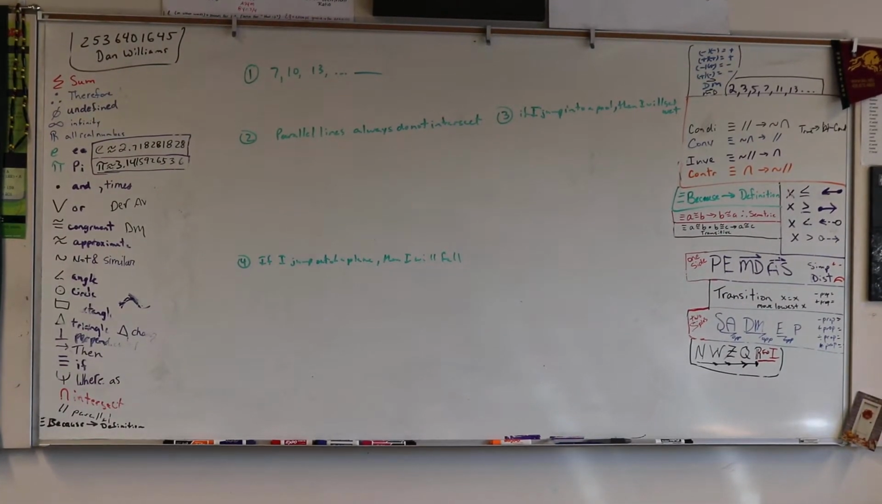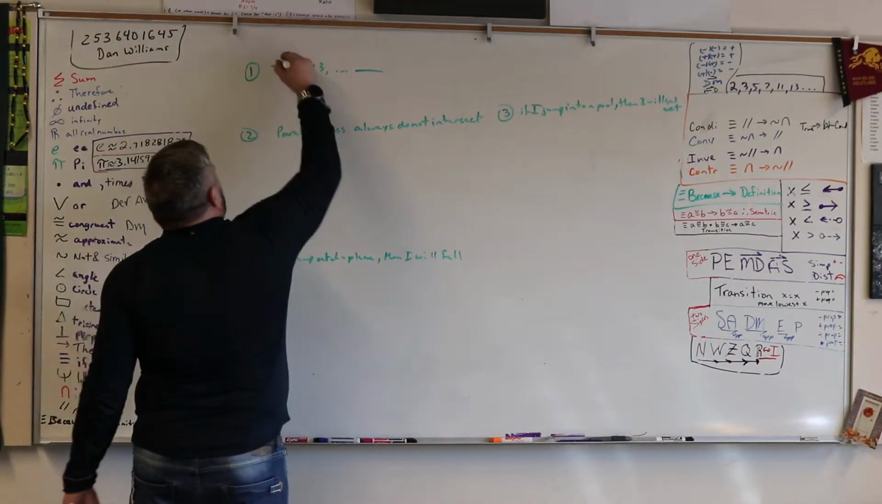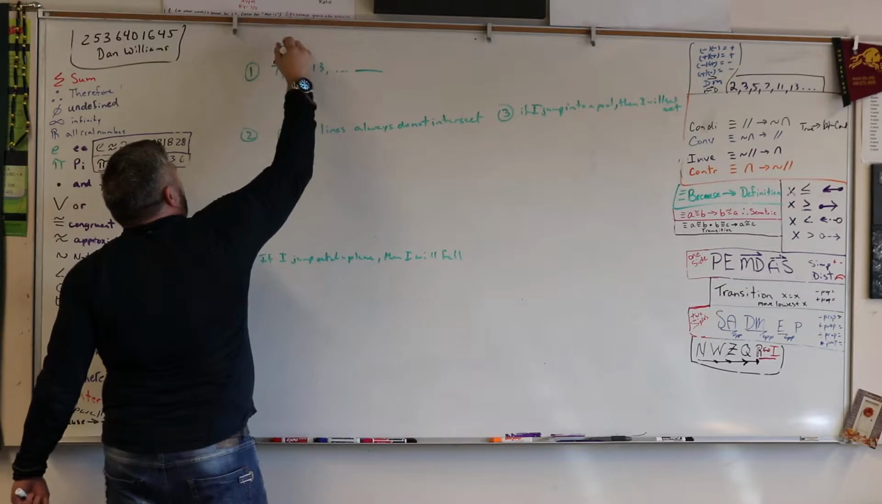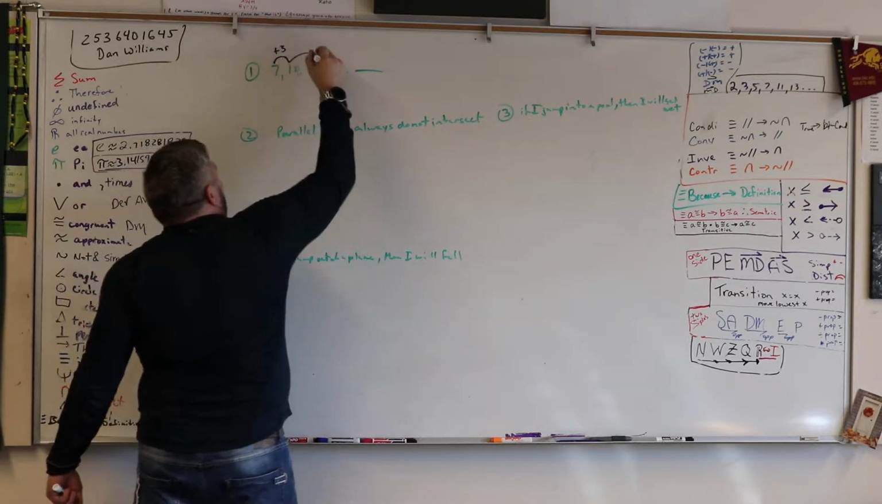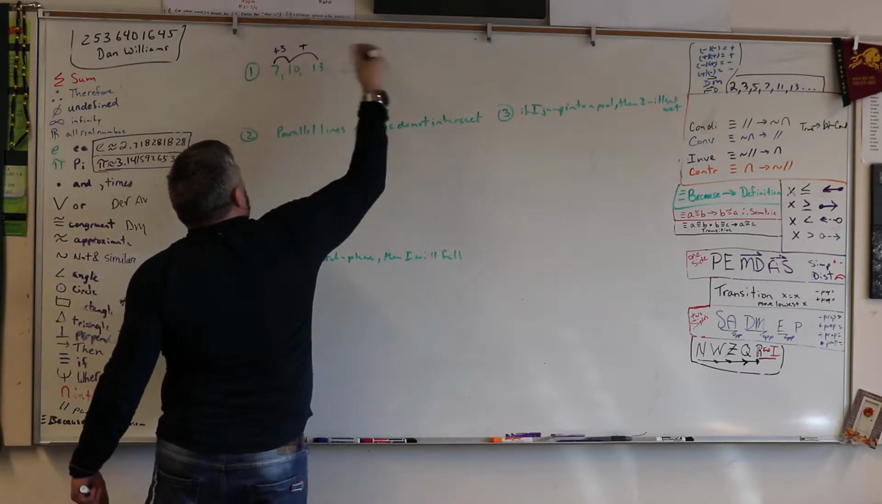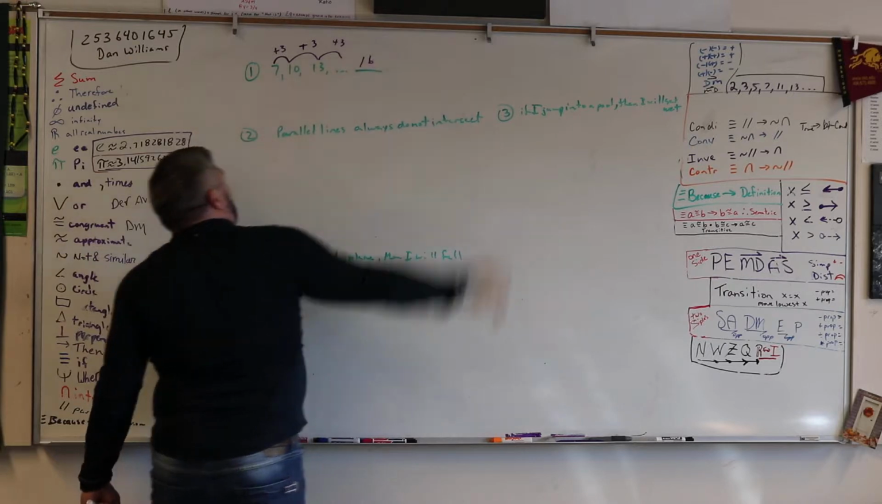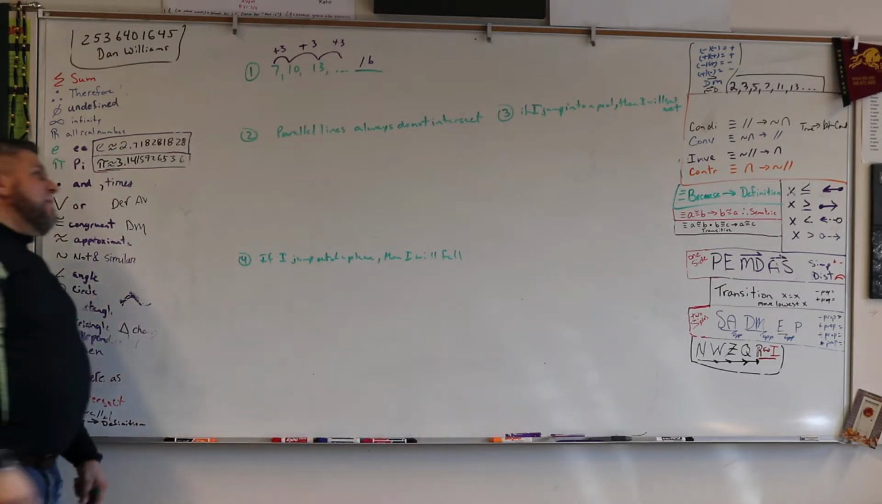Number 1. 7, 10, 13. How do we get from 7 to 10? Adding. Plus what? Okay. How do we go from 10 to 13? Add 3. All right, 16. So if we keep adding 3, we would be done. Pretty easy, yeah?